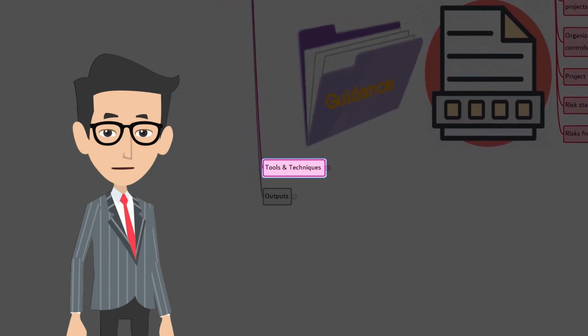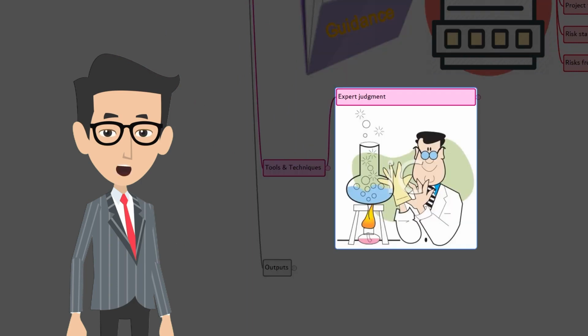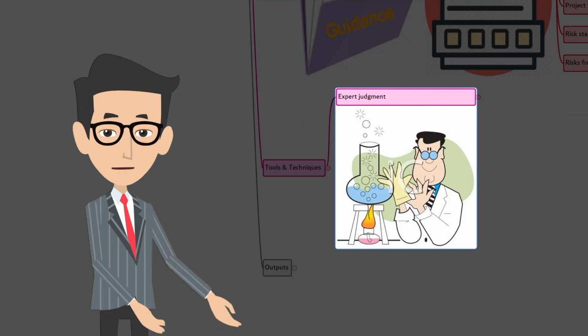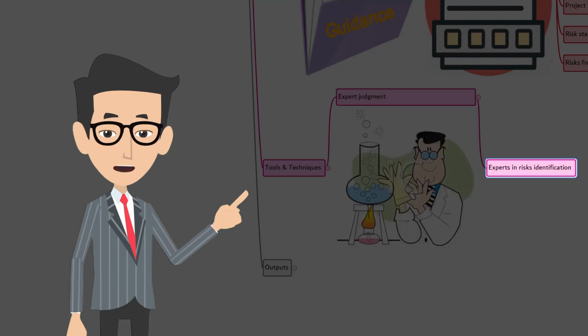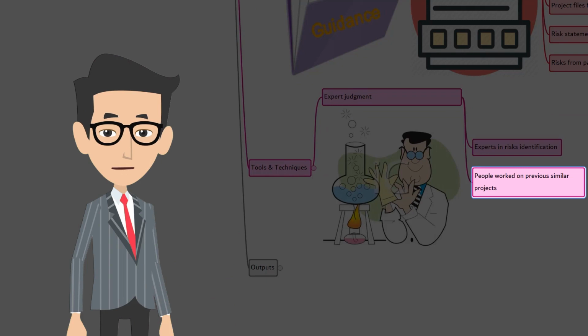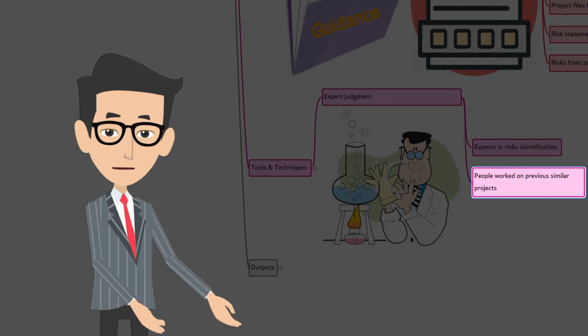All right, let's talk about the tools and techniques. There are 6 in the list. Let's look at them. First, expert judgment. For this process, the experts will be experts in risk identification, people who worked on previous similar projects.